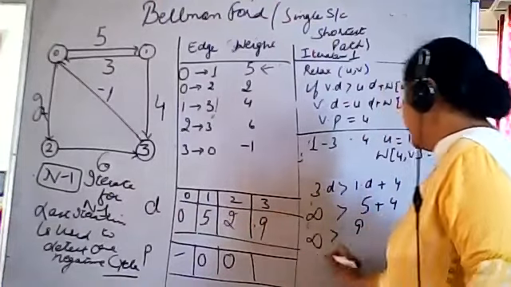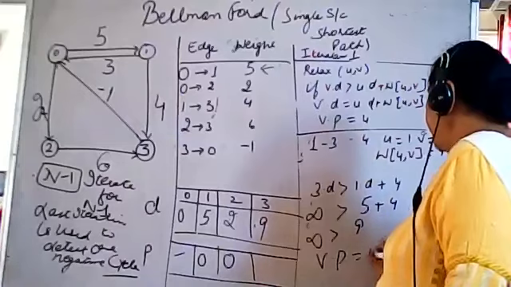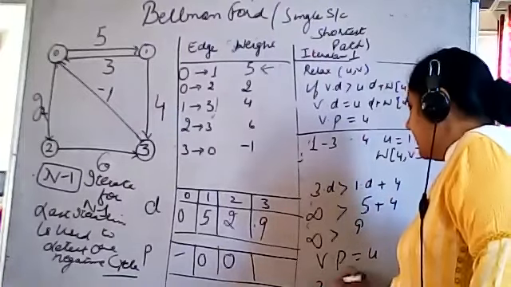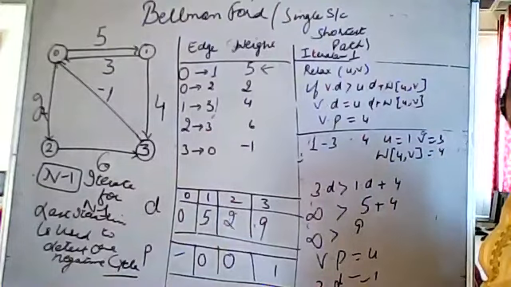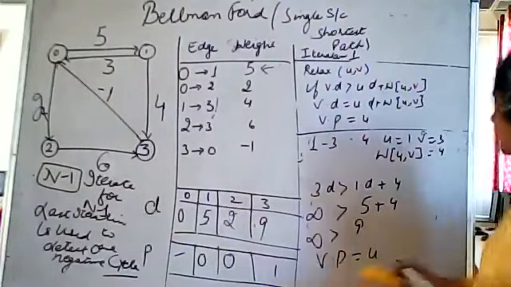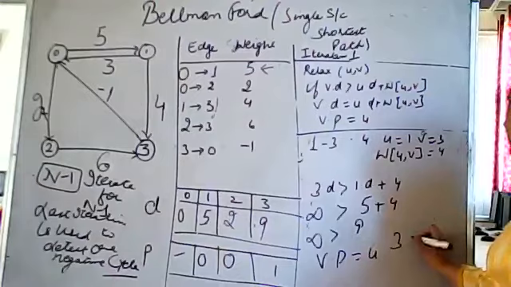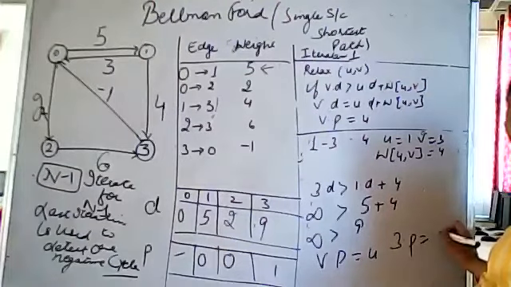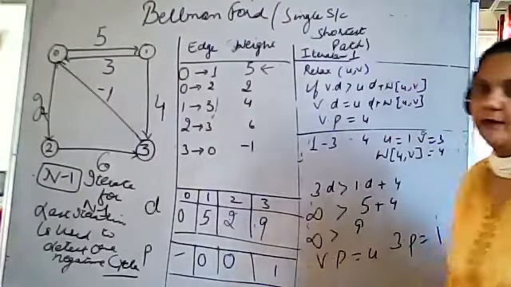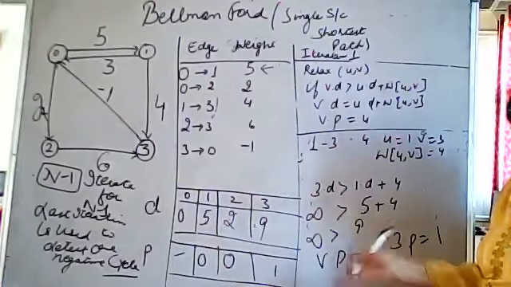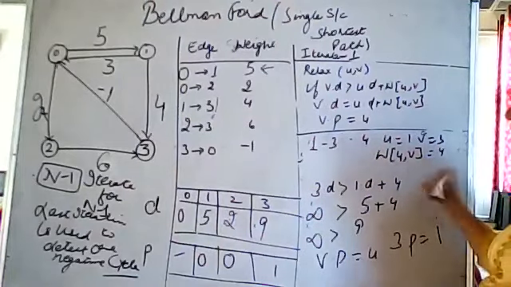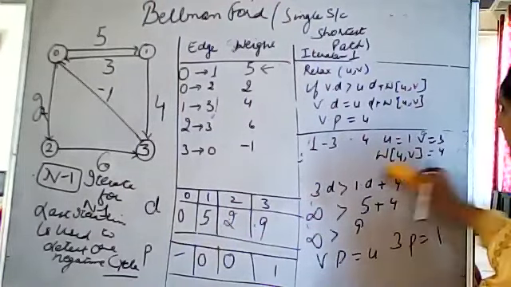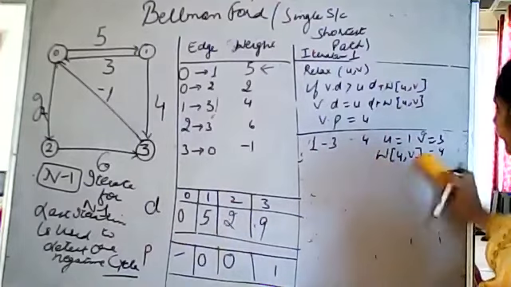And V dot P is equal to U. That is 3 dot P is equal to 1. So put 1. V ki value kitni hai? 3. So 3 dot P is equal to U. U ki value kitni hai aapke paas? 1. So put 1 here. Is it clear? If it is clear, please raise your hand. You have to substitute this thing here, okay, fine? So let's do next iteration part.